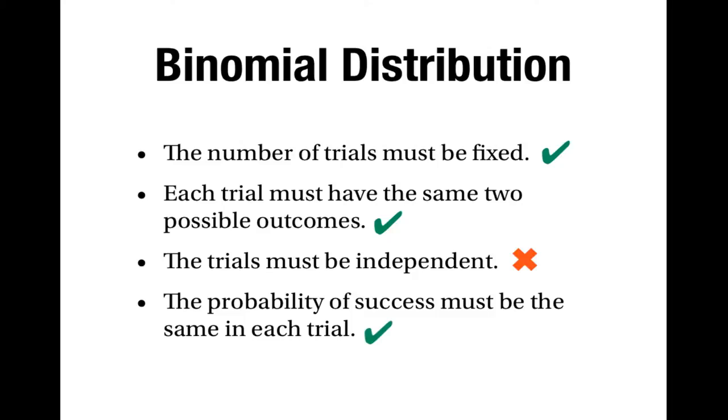It is true that the probability of success is the same in each trial, because if we don't know anything about the outcome of previous trials, then the probability of getting a king is always 1 in 13. But the fact that one of these criteria doesn't apply means that we can't use the binomial distribution to calculate probabilities in this example.